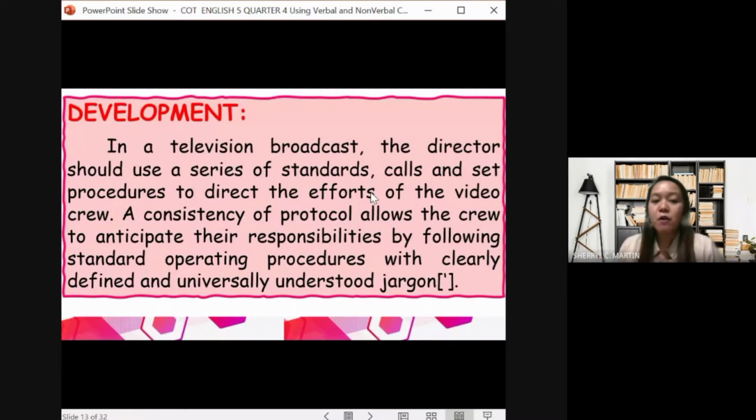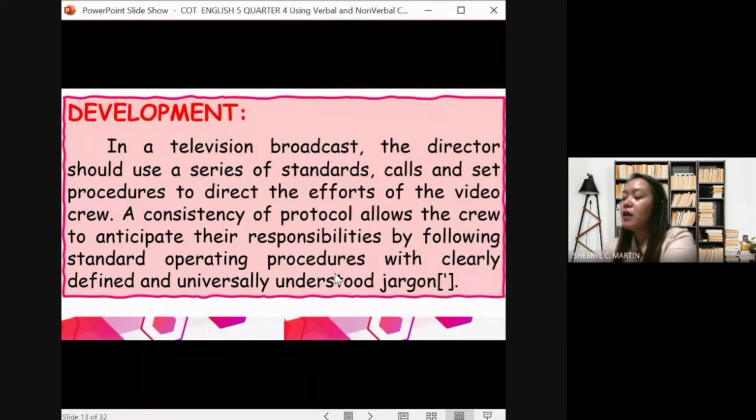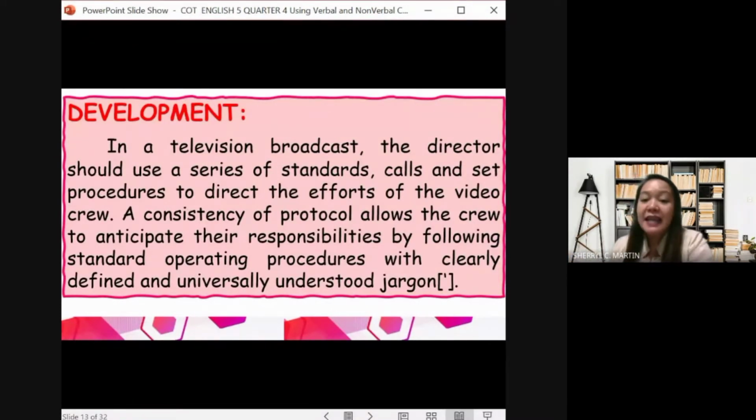Let's have this one. A consistency of protocol allows the crew to anticipate the responsibilities by following standard operating procedure with clearly defined and universally understood jargons. Mga anak, I have already mentioned this before about the jargons. So jargons, mga anak, are the selected words or technical terminologies that are being used in a certain group for them to understand each other.